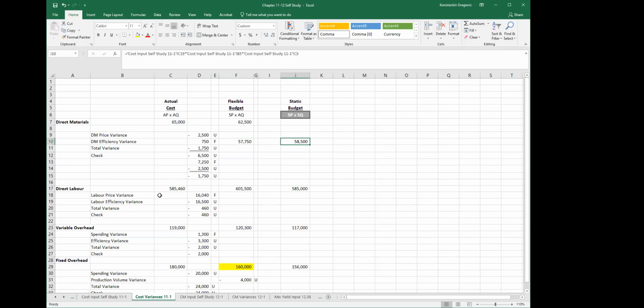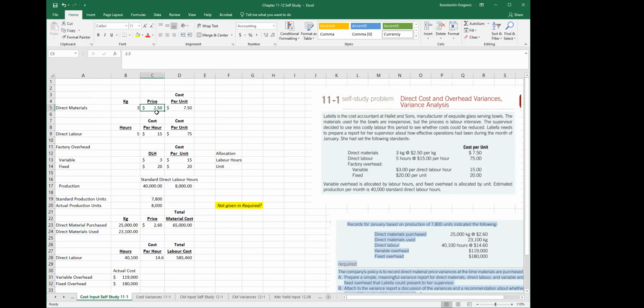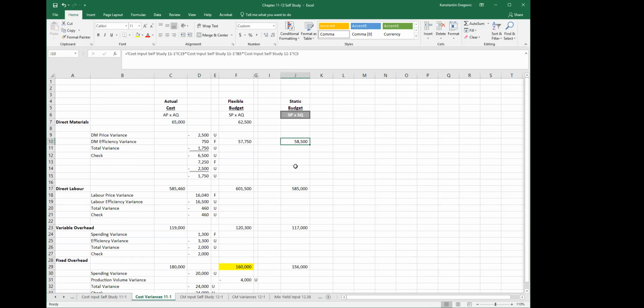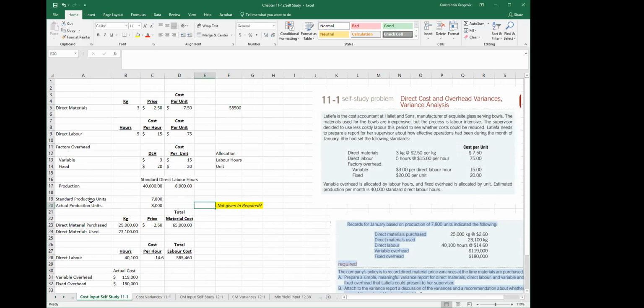And finally, my static budget, standard times standard. What's my standard? 250, what is my standard materials? 750 times my kilograms. So what is my standard kilograms? Standard production units is 7,800 times per unit direct materials, 58,500. Did you see how I calculate the standard? This is the number of units we're estimating. This is our standard production units. We need to calculate, multiply by the direct material 750.